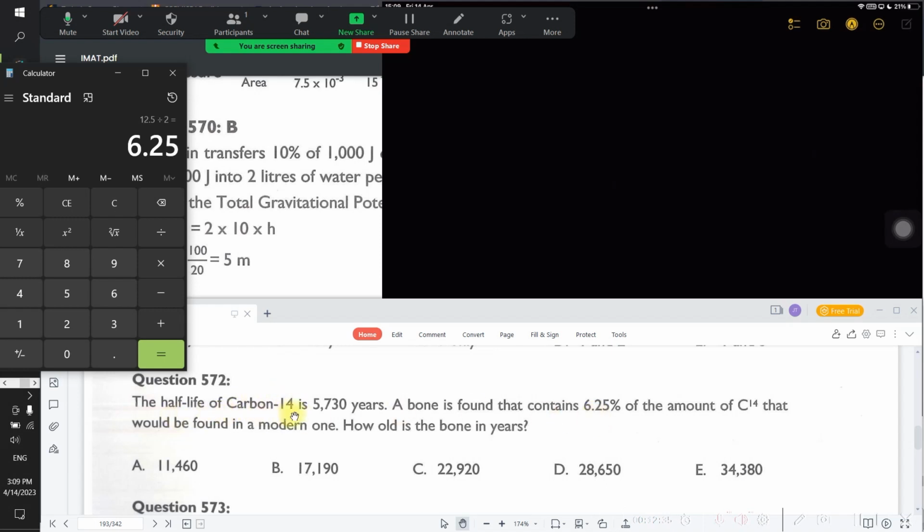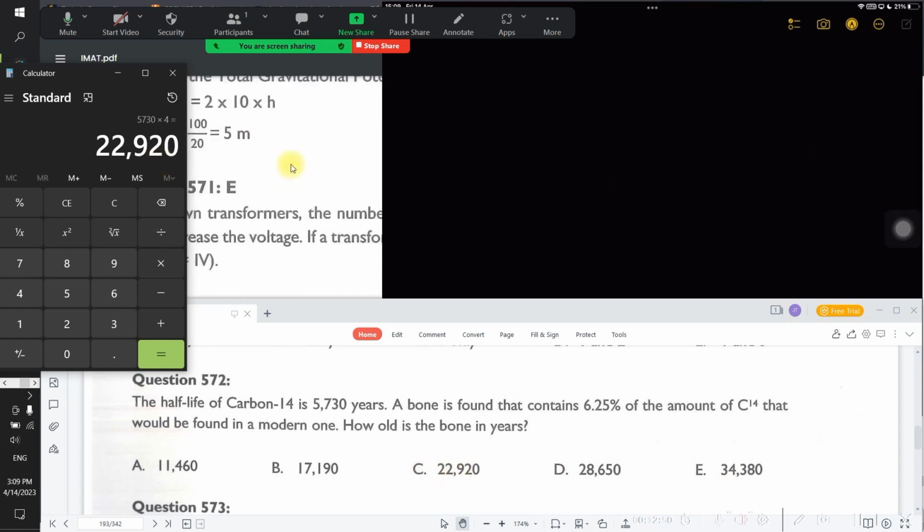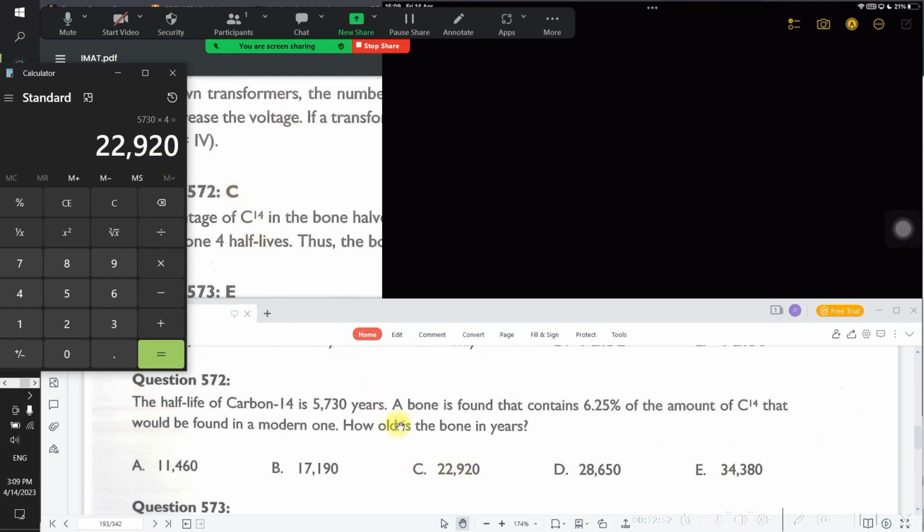So one half-life is 5730, and four half-lives is this much, about 22,900. So answer C is correct. Answer C is correct.